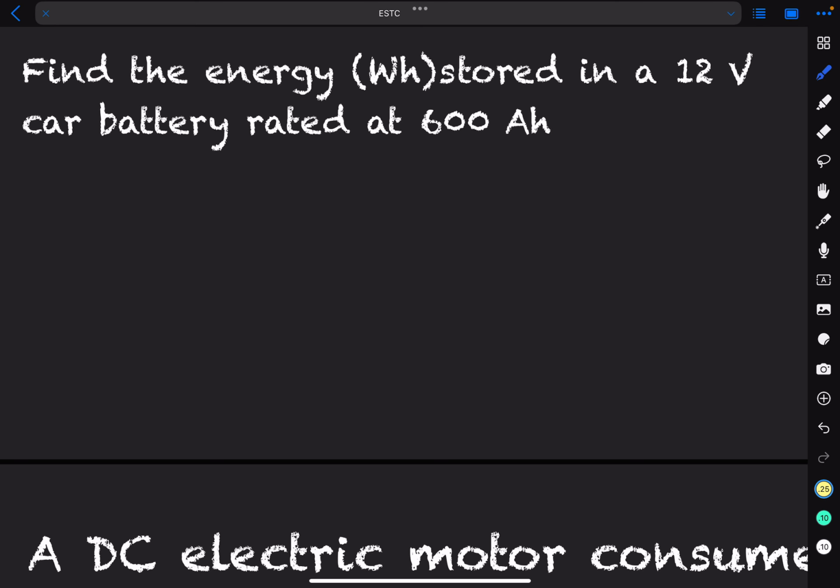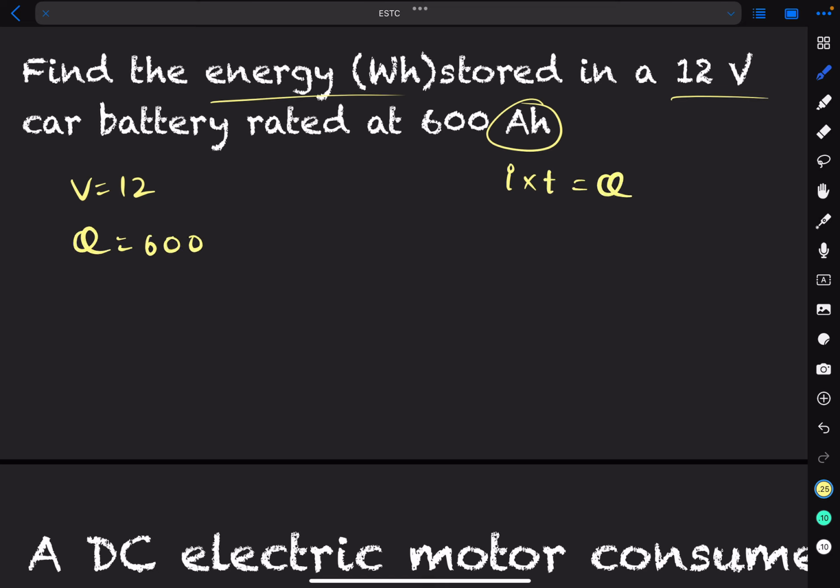Now let's talk about this question. Find the energy stored in a 12 volt battery rated at, what is this? Tell me what this is. This is current into time, which is charge. Q is 600. And they're asking for the energy in watt hour. I told you already, QV is the formula for energy. So 12 into 600. You want me to calculate?